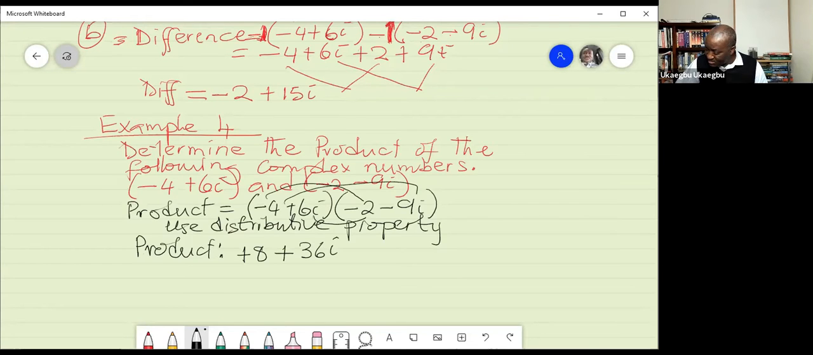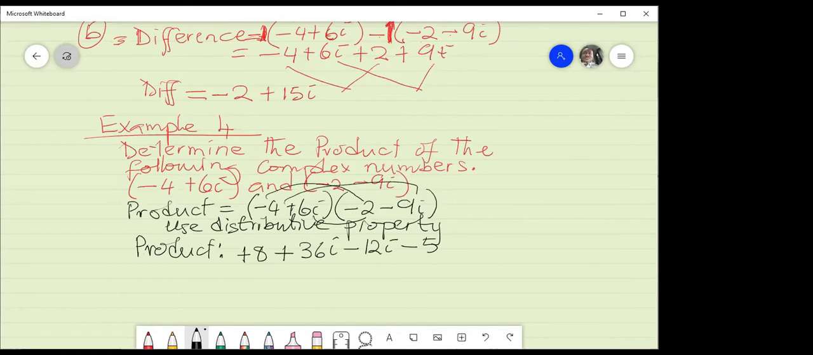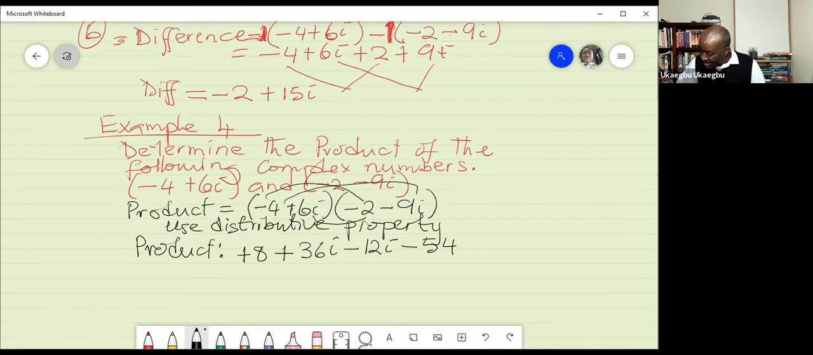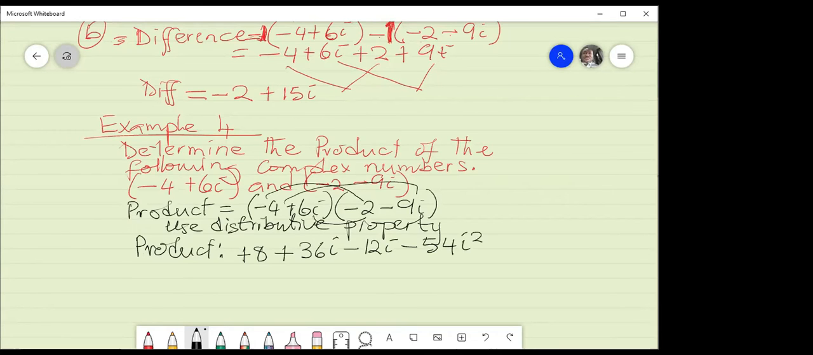So 6i multiplied by -2 will give us -12i. And then positive times negative would be negative. 6 times 9 is what? What is 6 times 9? 54. You have your 54. Then you have i and i. i times i is what? i squared. Thank you.